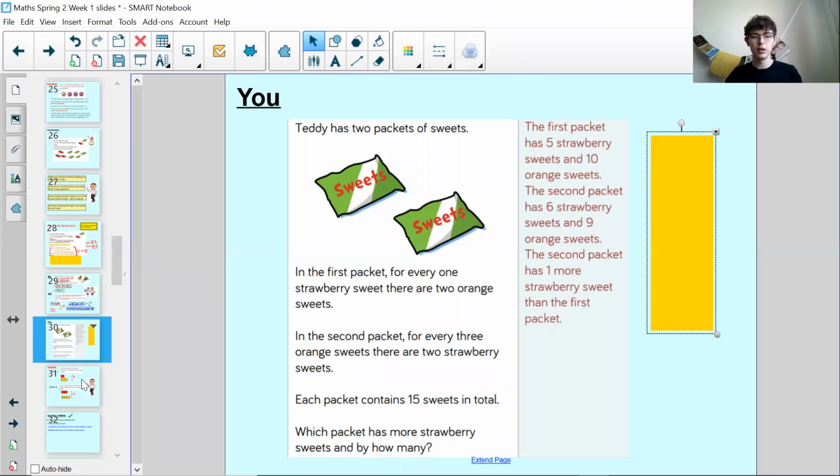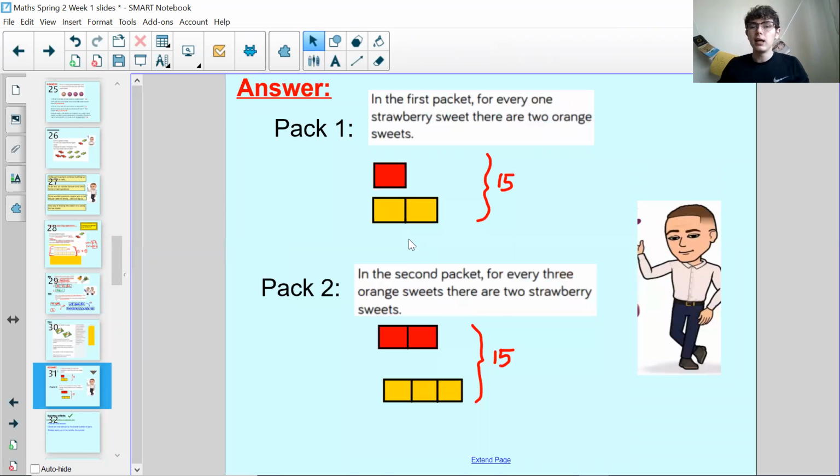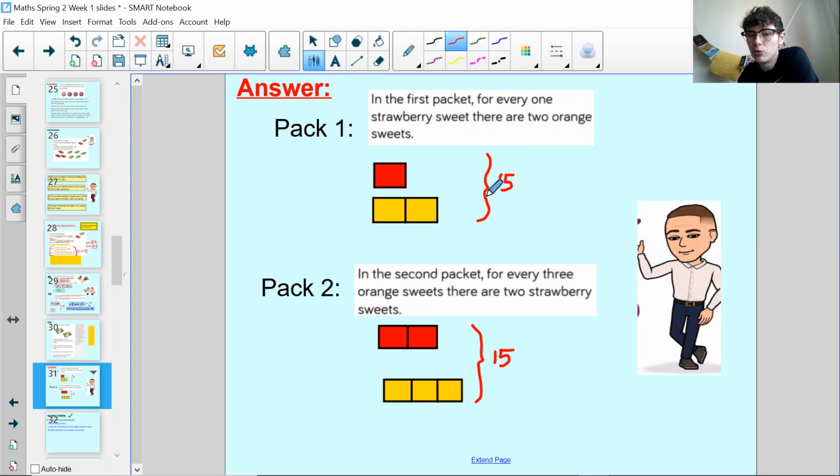Okay, so in the first packet, for every 1 strawberry sweet, there are 2 orange sweets. Okay, so I've got pack number 1 and pack number 2 down here with each of their individual bar models. I've put my total of 15 next to here. And I'll go through our method again. So in the first packet, for every 1 strawberry sweet, there are 2 orange sweets. So we've got our 1 and our 2, and we know that our total is 15. So we're going to count up how many we have overall. We have 1, 2, 3.